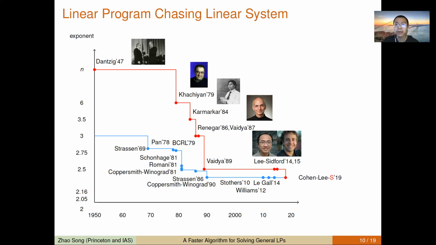Two years ago, in my joint work with Cohen and Lee, we showed that solving LP can be done in n^omega time, which is the first time the linear programming time matches the linear system time. However, if omega equals 2, our algorithm will stop at 2.16. So in this talk, we show how to shift the 2.16 to 2.05. As you can see from this picture, the 0.5 is already very close to 2.